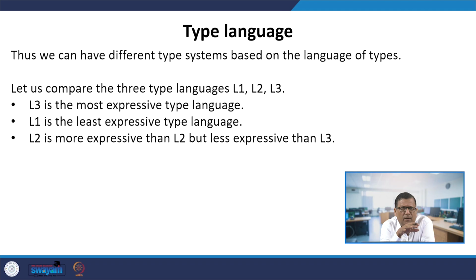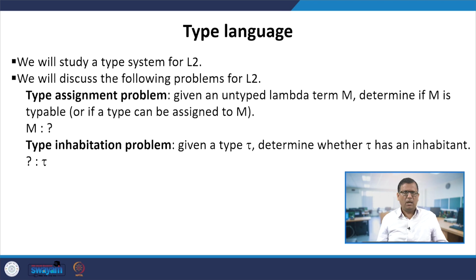It has for all types. So, it is more expressive than the other 2. L1 is the least expressive among these 3, and L2 is intermediate between L1 and L3. It is more expressive than L1, but less expressive than L3. Now, we are going to study a type system for L2. So, we will develop the theoretical framework for the language L2.